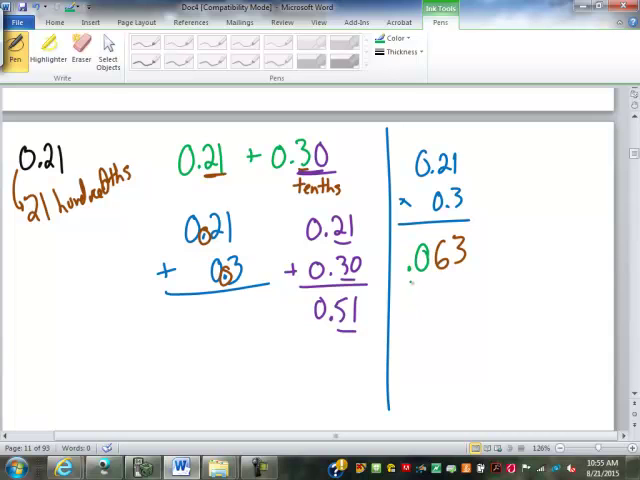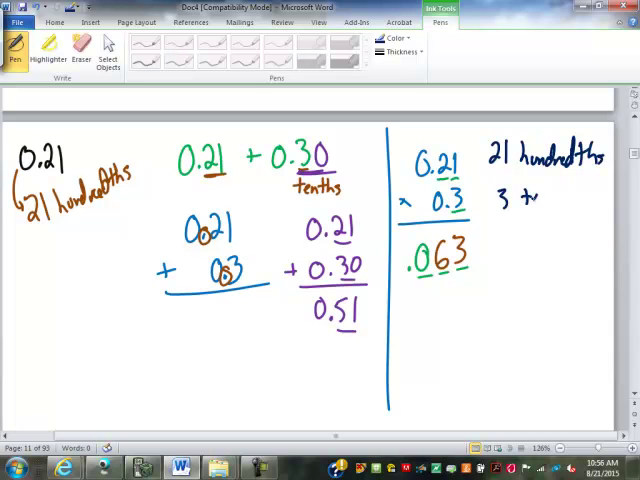Why? Because you were taught you have to count 1, 2, 3 decimal places in the problem. So you have to put 1, 2, 3 decimal places in the answer, right? But why? Third grade teacher said so. Well, this is 21 hundredths. We put a lot of faith in that third grade teacher, didn't we?